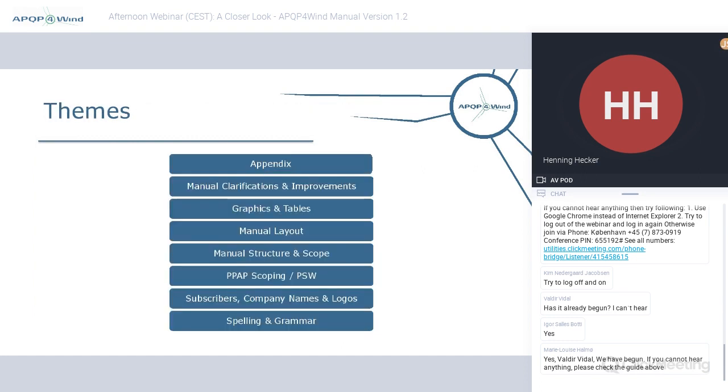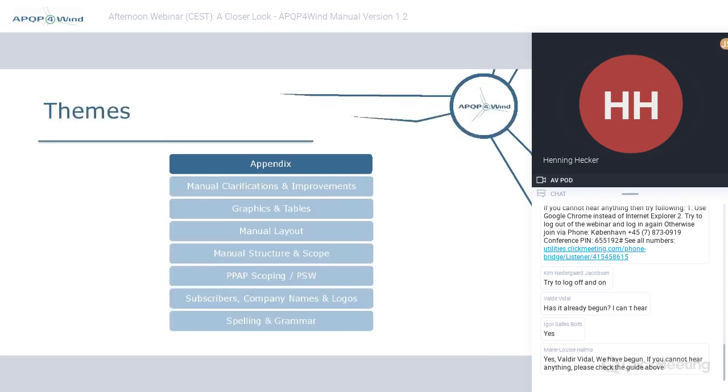Coming back to the themes that we saw in the previous slide, first we will look into the appendix part. What changed under the appendix theme?